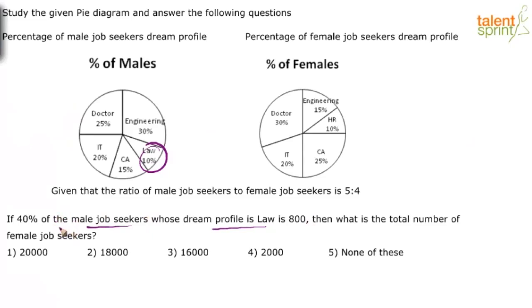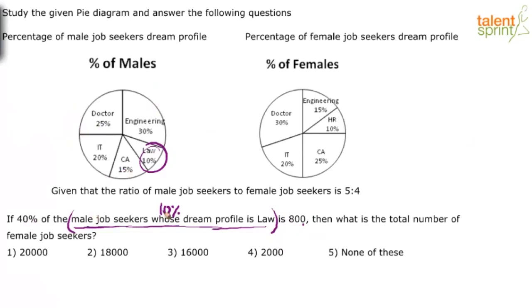You look at this underlined part, right? Male job seekers whose dream profile is law. According to the pie chart, this is 10. So let's replace this with 10%. Now it says if 40% of this 10% is 800. Are you able to follow? 40% of 10% is 800. So can you find out 100% now?